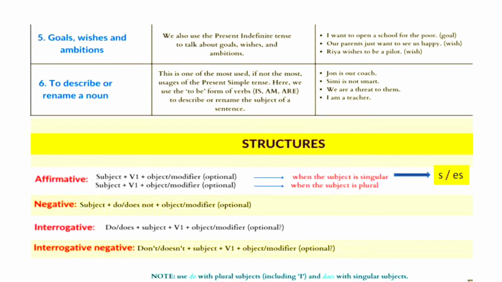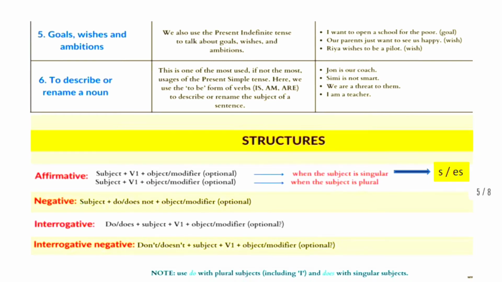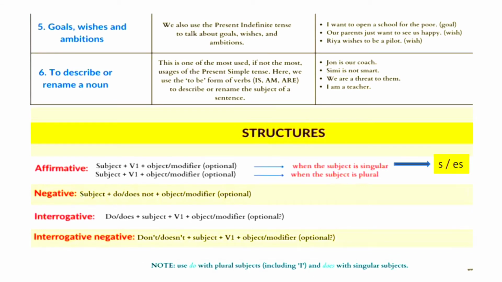Fifth, goals, wishes, and ambitions. We also use the present indefinite tense to talk about goals, wishes, and ambitions. Like that, I want to open a school for the poor. It's your goal in these sentences. Our parents just want to see us happy. Wishes. In this sentence, it shows a wish. Ria wishes to be a pilot.